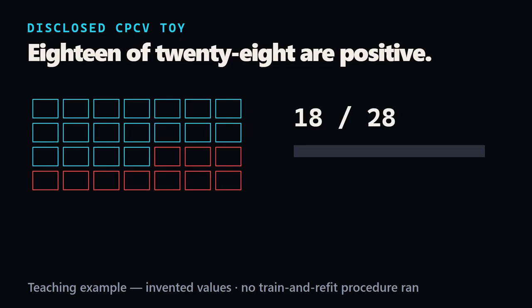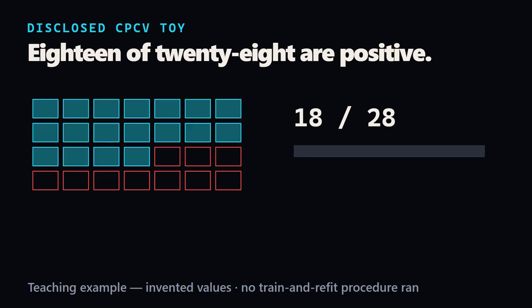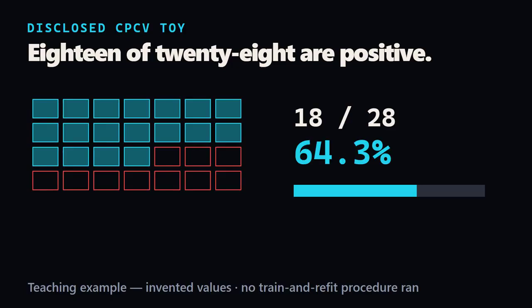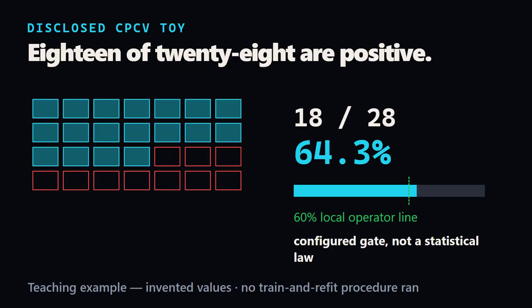Clearly illustrative. 8 blocks and 2 held out produce 28 candidate test unions. Suppose 18 have positive annualized Sharpe. 18 divided by 28 is 64.3%. A local 60% operator line clears in this toy. That line is a configured gate, not a statistical law or a current result. It says nothing about a train and refit procedure that never ran.